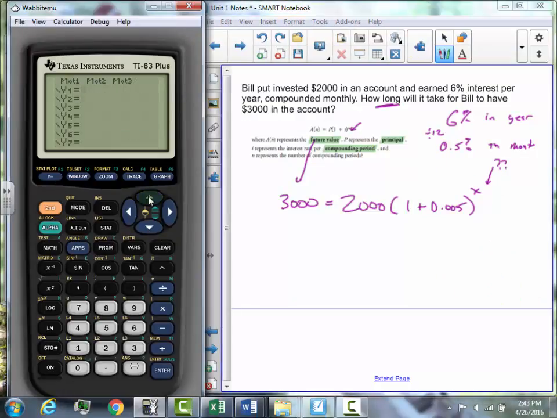But now that we know how to solve an equation, grab your graphing calculator. We can just graph this thing. There's no reason not to at this point. So I'll make the first line be at 3,000. And then the second one, I just have to be careful with brackets. It is 2,000 bracket 1 plus 0.005, that's my interest rate, all to the power of x. The first one is just straight up 3,000.